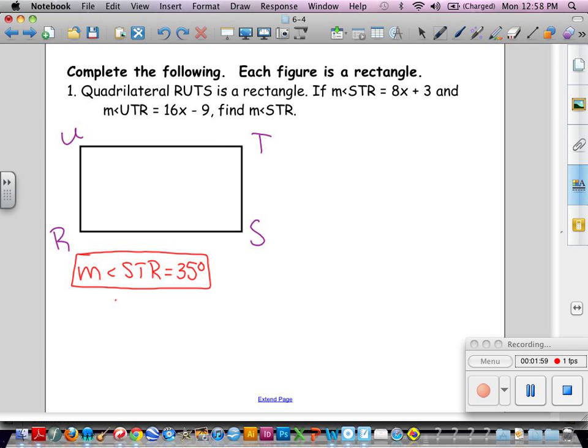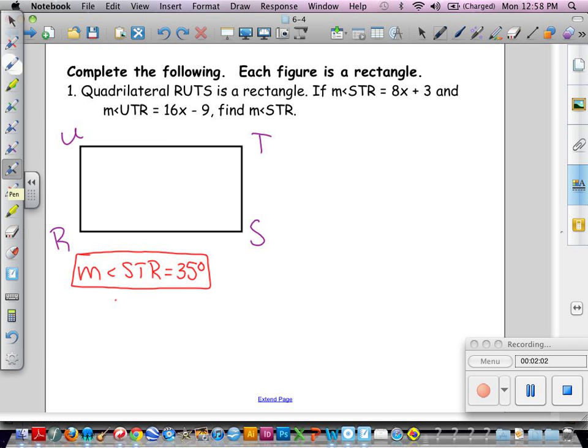Number 1, we have a quadrilateral, and it is a rectangle, and then they give us the angles. Now, pause the video and try and do it, and I have the answer up there. Okay, so if you haven't gotten this one right, you need angle STR. So I'm going to have to draw my diagonal in there, and that is 8x plus 3. My other angle, UTR, is 16x minus 9.